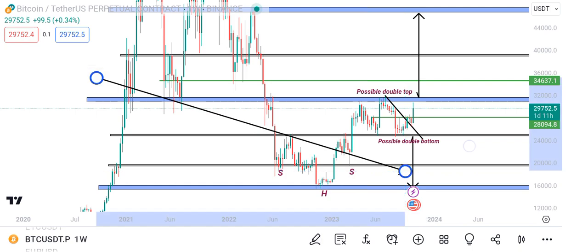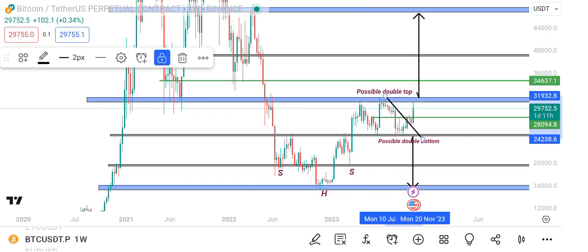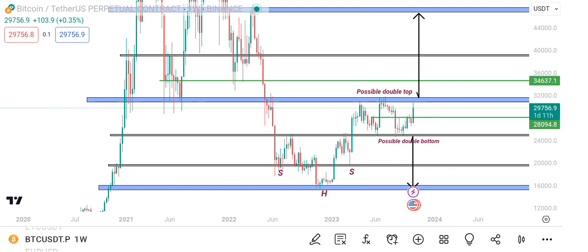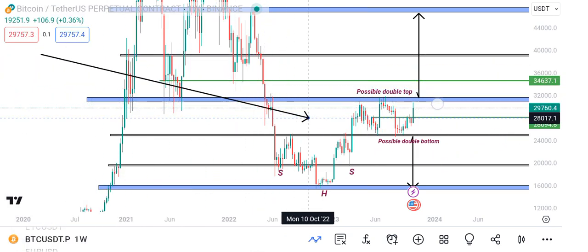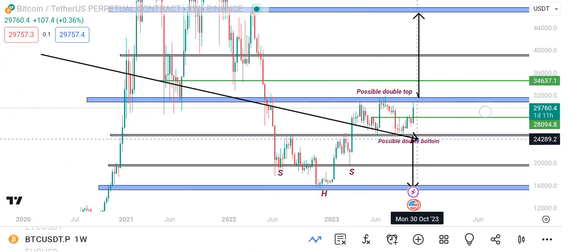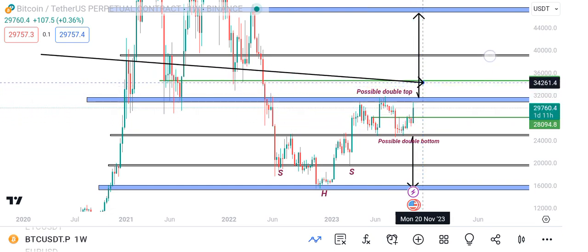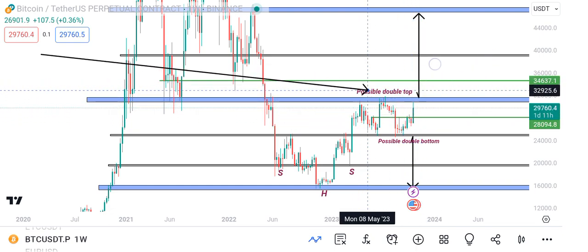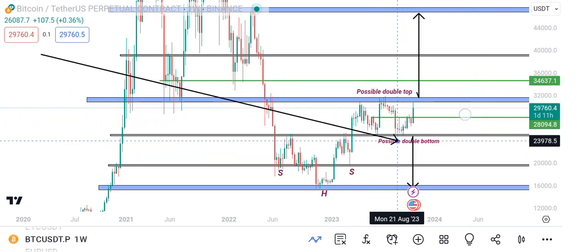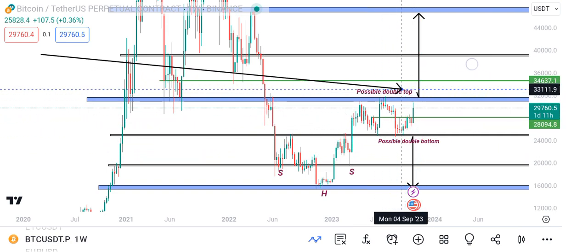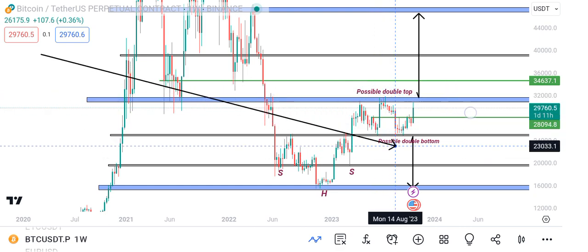Let me remove this. It's not really serving any purpose for now. Okay, it's already done its work. I've been able to profit from that. So until I see a break above here, you see I put a possible double top. That's before this move happened. Then a possible double bottom. Now it's looking like a possible triple top and then a possible double bottom.